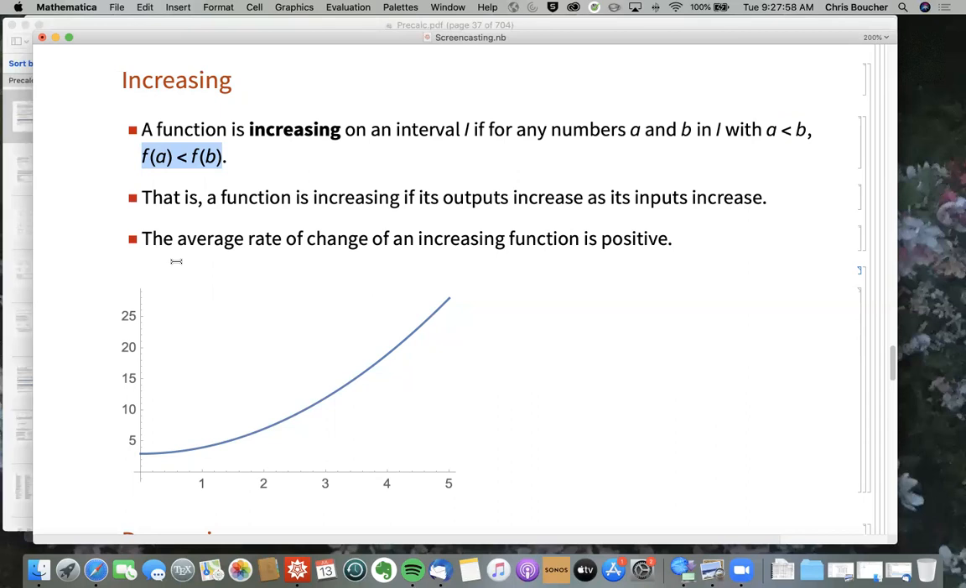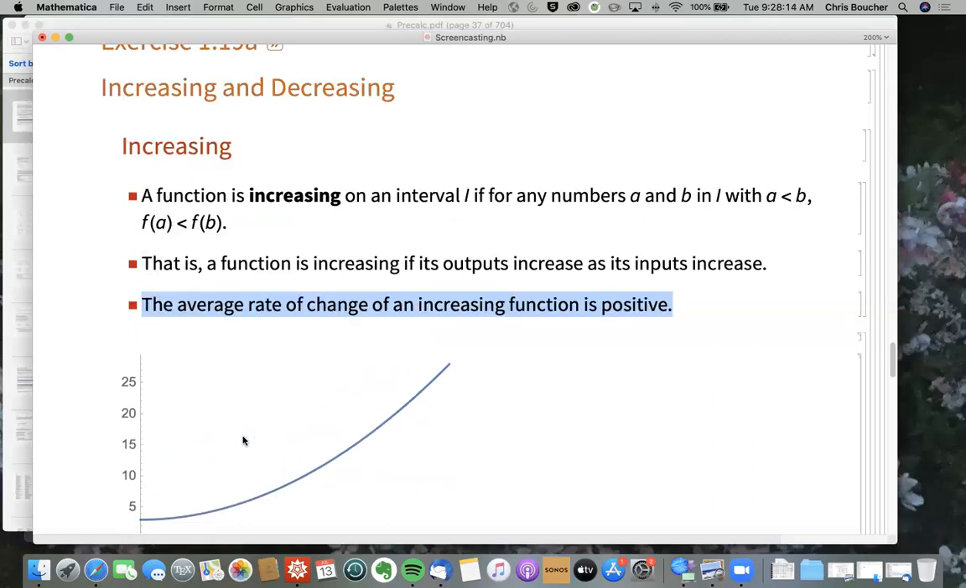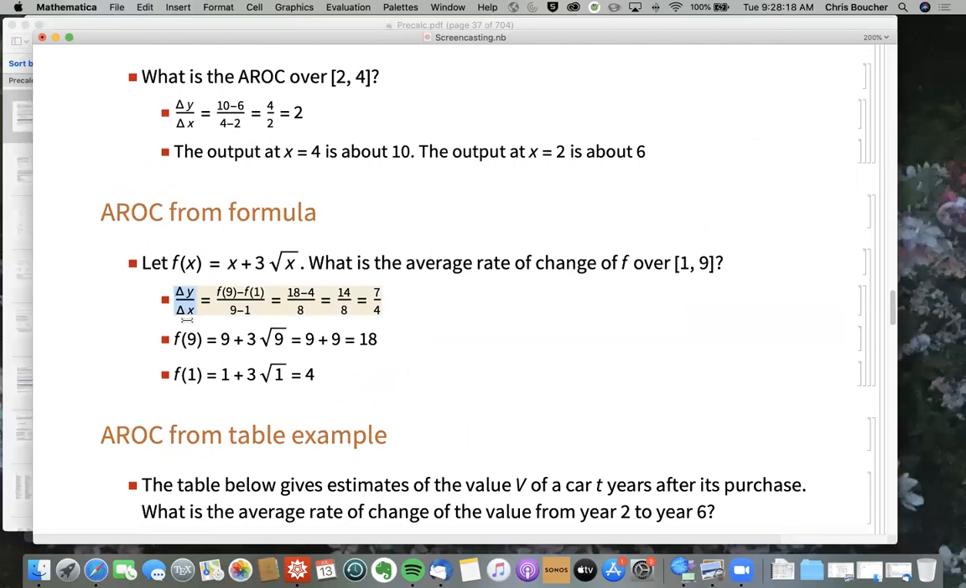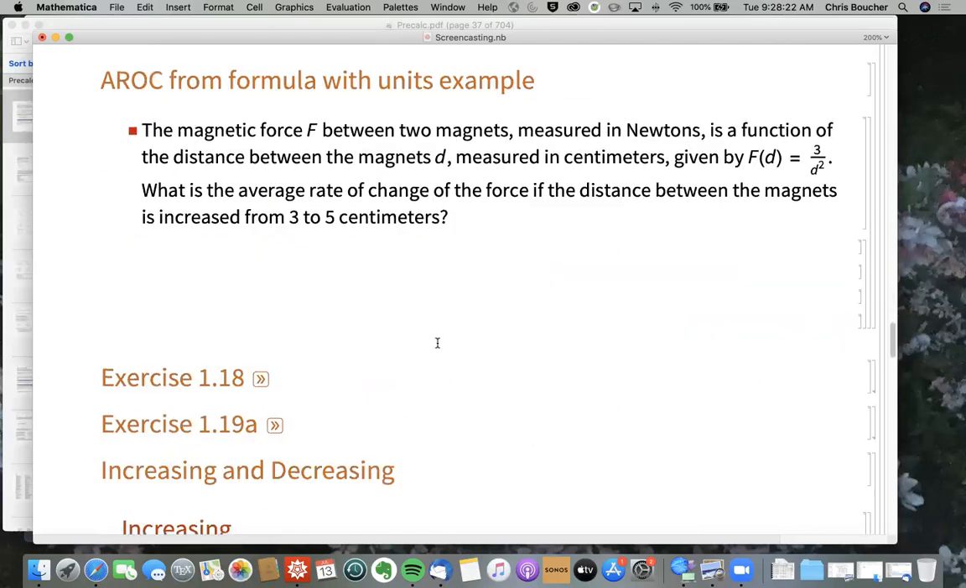The key connection here is that the average rate of change of an increasing function is positive, right? That is, if you take any interval in this graph range, the second output will always be bigger than the first output. So in that delta y over delta x fraction, top and bottom will always both be positive.